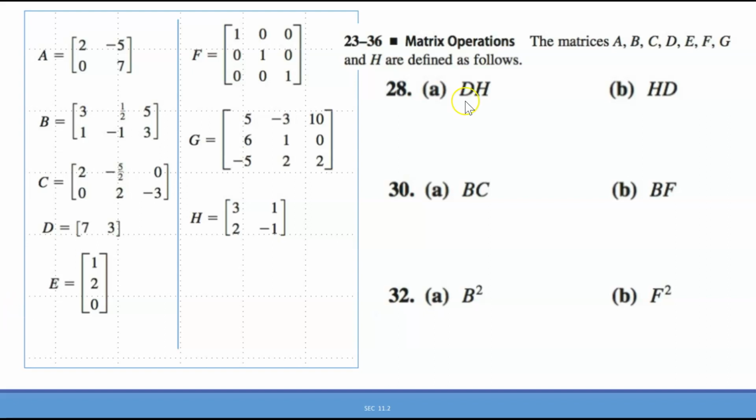Let's look at problem 28. We're going to multiply in this order, D times H. Matrix D is one row with two columns. Matrix H is two rows, two columns. Because these matrices' dimensions match, we can go ahead with the multiplication, and our multiplication result is going to be a 1 by 2 matrix. Let's see how that works.